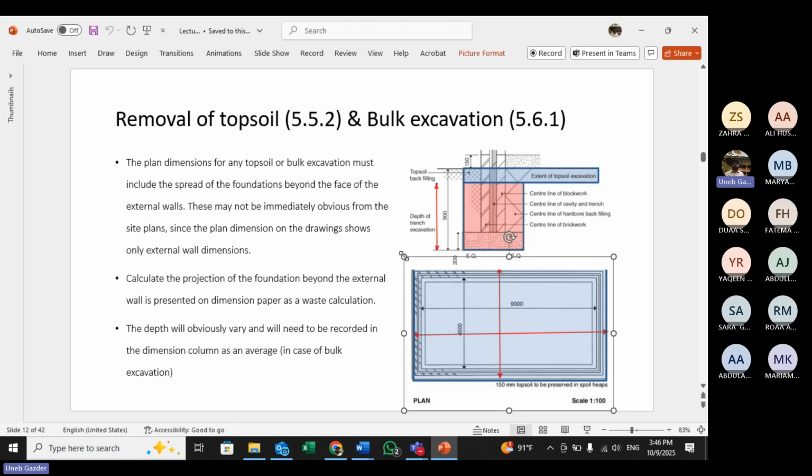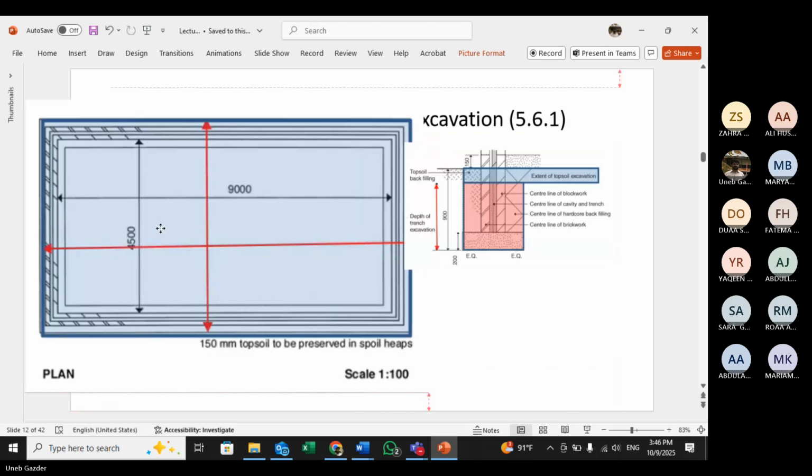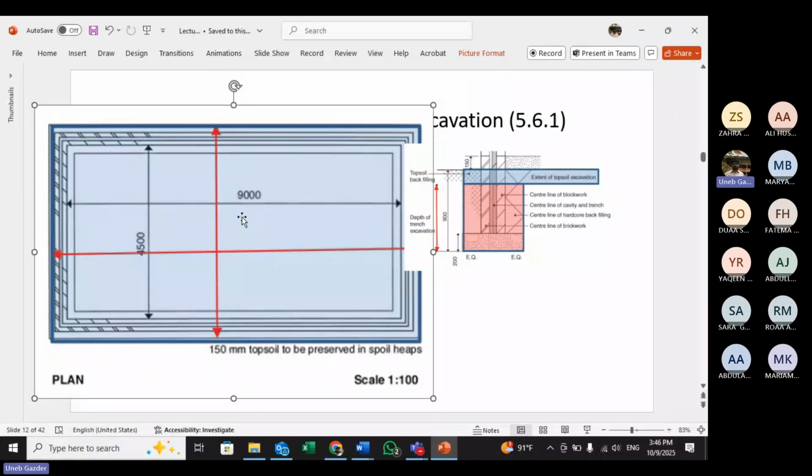Let me make it. The red lines are just showing where it should be, but the dimensions are given for the black arrows, so that you can see it's internal wall to internal wall. So I'm here, and I have to get from here to here, from this point up to this point. This is the end of my excavation and topsoil removal.